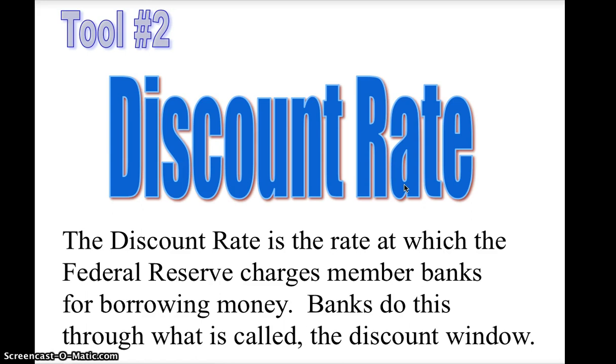So we go on to number 2, the discount rate. The definition of the discount rate is the rate at which the Federal Reserve charges member banks for borrowing money. So let's say that at the end of the day, a bank is short on the amount of money it has to have for its reserve requirement. Well, it can borrow money from other banks, just like any consumer, or it can actually borrow money from the Fed. And that discount rate, that interest rate that they charge to the banks, is called the discount rate. And they do it through what is called the discount window. And raising and lowering this rate can also help manage the money supply.